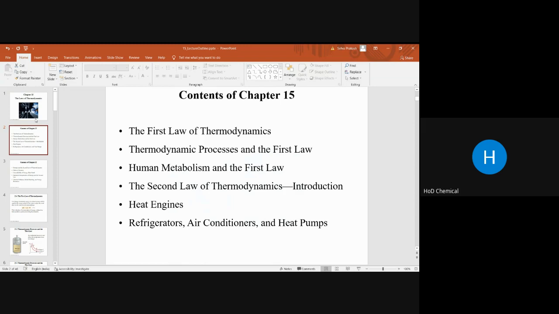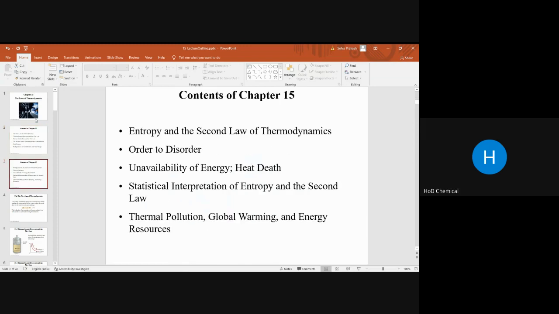Now we are going to talk about the contents of this session. The first is the first law of thermodynamics, the next is the second law of thermodynamics. In between, the thermodynamic processes and the first law, the human metabolism and the first law, and the last one is heat engines, refrigerators, air conditioners and heat pumps. The next topics are entropy and the second law of thermodynamics, order to disorder, unavailability of energy and heat death, and the last one is thermal pollution, global warming, and energy resources.